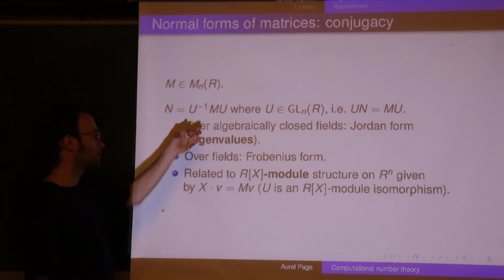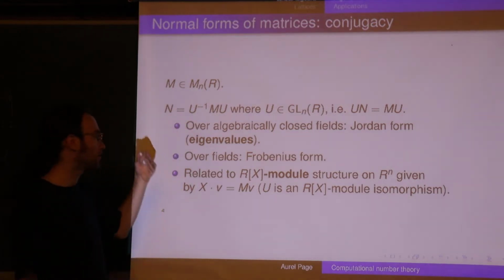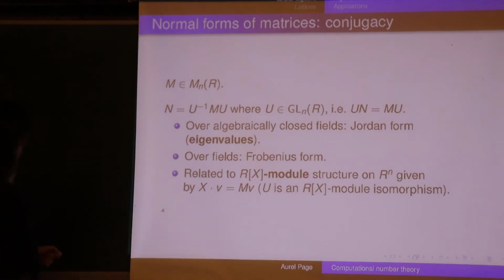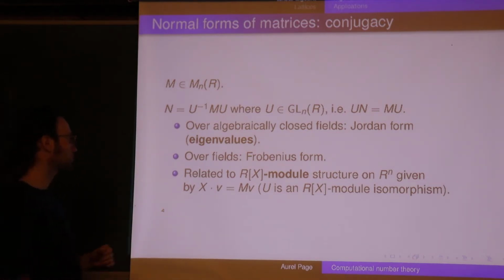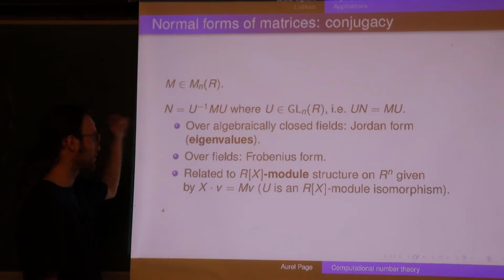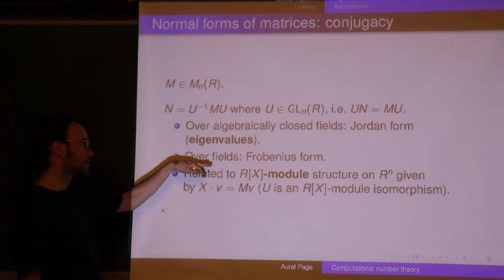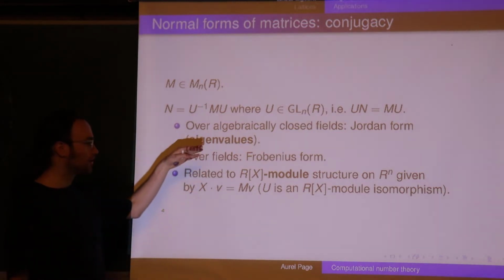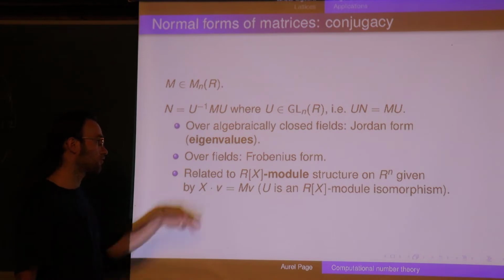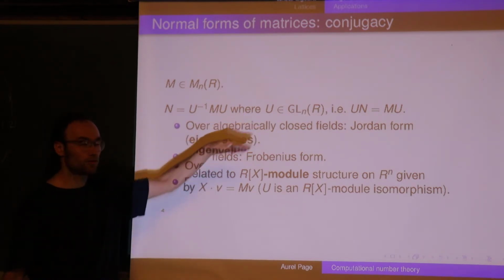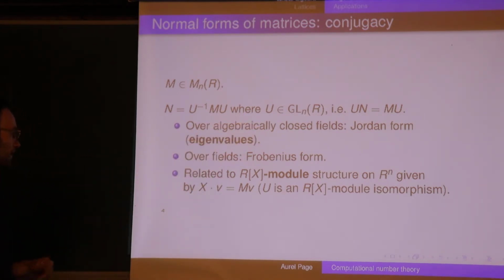So for instance, over algebraically closed fields, there is the Jordan form for matrices. Okay, I'm not going to give details about this, but essentially it reveals the eigenvalues and their multiplicities. Over fields that are not necessarily algebraically closed, you have something that replaces it, for instance, the Frobenius form, or there's also a rational version of the Jordan form.